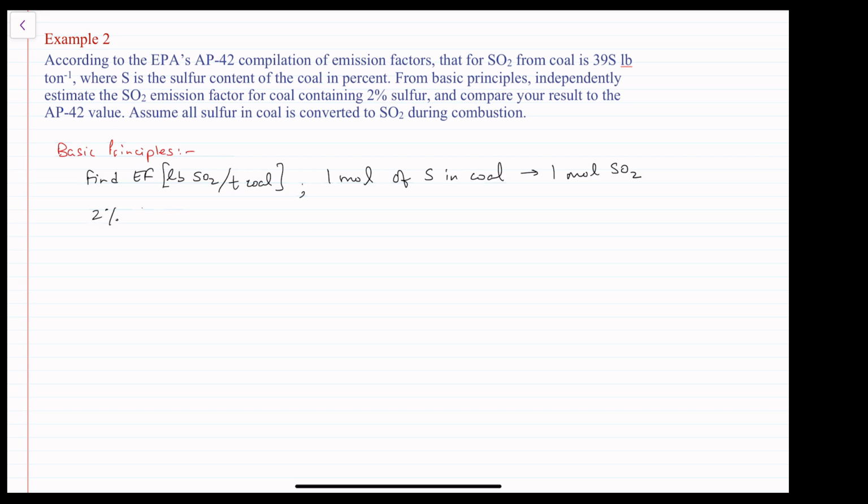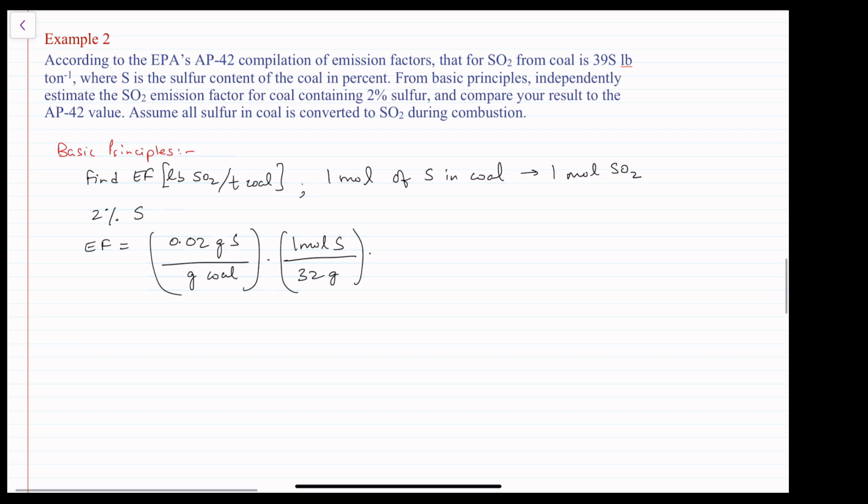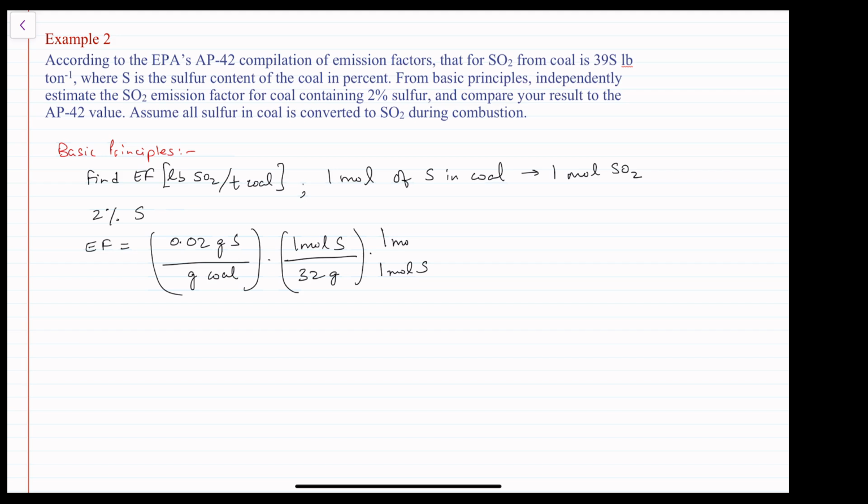And we are given 2% sulfur in coal. So the emission factor is going to be, if it's 2% sulfur in coal, that would be 0.02 grams of S per gram of coal. And 1 mole of sulfur, I'm trying to get this in moles, is 32 grams. We know that. And then we also know that from 1 mole of sulfur, we get 1 mole of SO2. And a mole of SO2, the molecular weight for that is 64 grams.